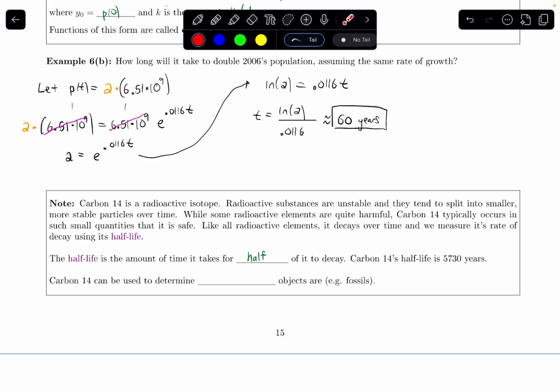What that means is, let's say I started off with 40 grams of carbon-14. After 5,730 years, I would be left with half of it. I'd have 20 grams left. After another 5,730 years, I'd have half of that, which is 10 grams. After another 5,730 years, I'd cut that in half, and so on, continuing forever like this. One of the things that carbon-14 is used for is determining how old objects are, such as fossils. So let's end with an example.